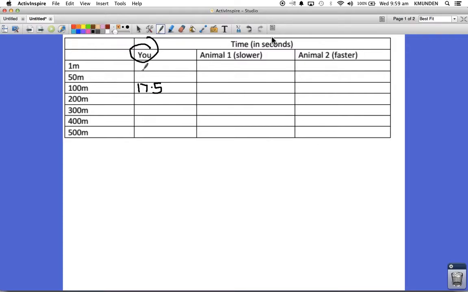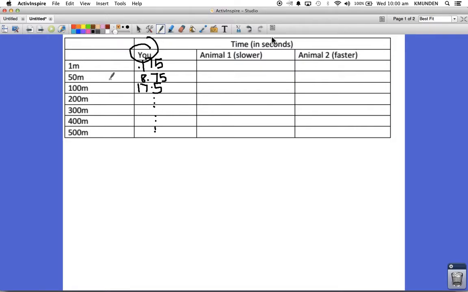So let's say that I'm going to fill in my 1-meter time. It's going to be 17.5 divided by 100. So that's 0.175. And then my 50-meter time would be 50 times that. So I can use my calculator, do 0.175 times 50, and I get 8.75. And I go on and fill in the rest of this.